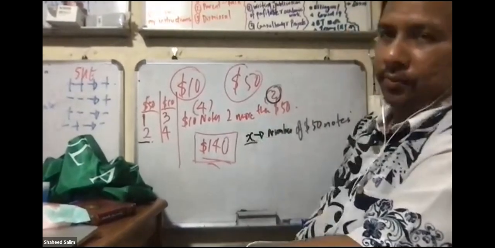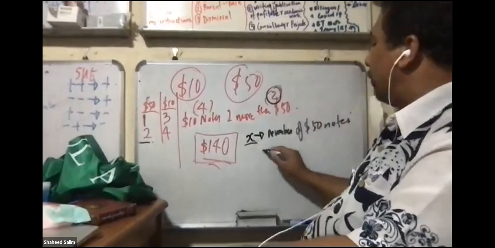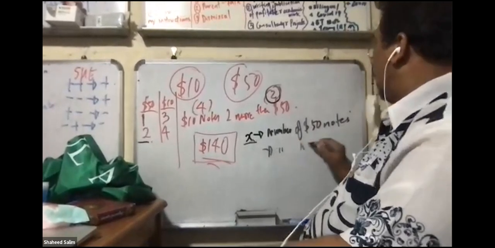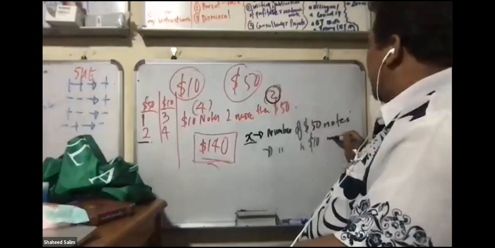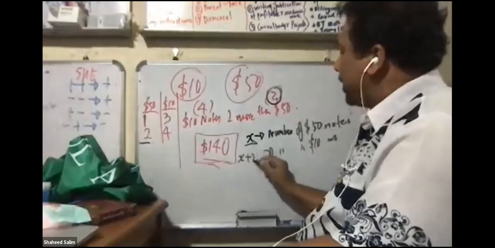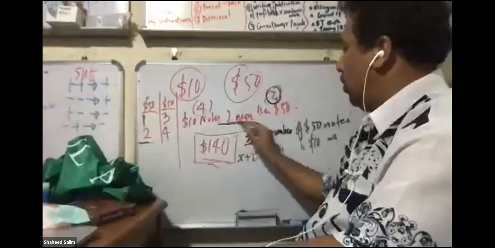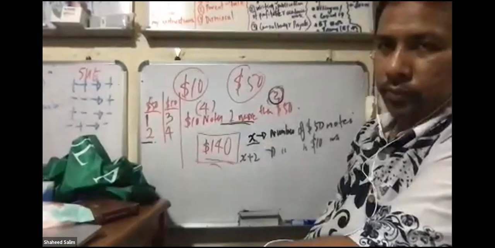So now we let it be X. So what about the number of $10 notes? The number of $10 notes is how much? X plus 2. Why X plus 2? Because there are two more. So X plus 2.